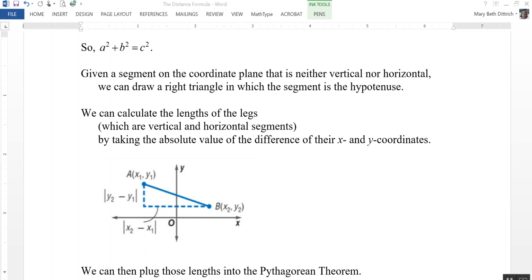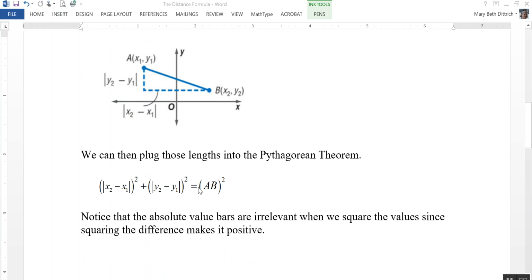We can then calculate the lengths of these vertical and horizontal segments, the legs, by taking the absolute value of the difference of their x and y coordinates. So the length of this vertical segment is going to be y2 minus y1, where y2 is the y coordinate of B and y1 is the y coordinate of A. We can do the same thing to find the length of this horizontal segment by subtracting x1 from x2. And we always want to take the absolute value to make sure that it's a positive number because distance is always positive. We can then plug these lengths into the Pythagorean theorem.